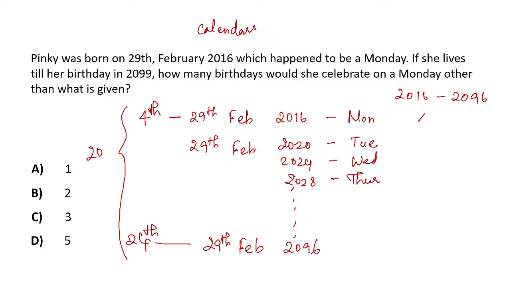So for 4th, it is coming as Monday. And then again, Monday will come after 5, 6, 7, 8, 9, 10, 11. So it comes on the 11th time. The 11th multiple of 4 is, sorry, the 11th multiple of 4 will be 44. So 29th February 2044 will be a Monday.